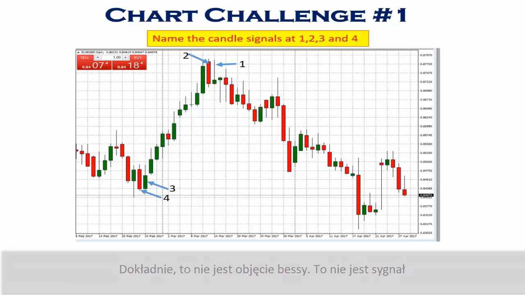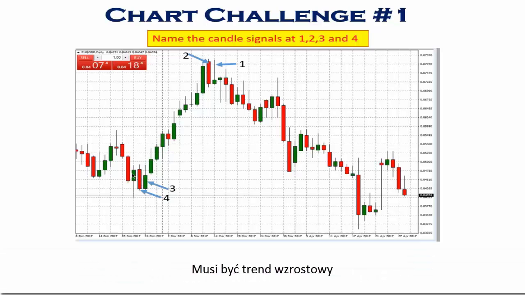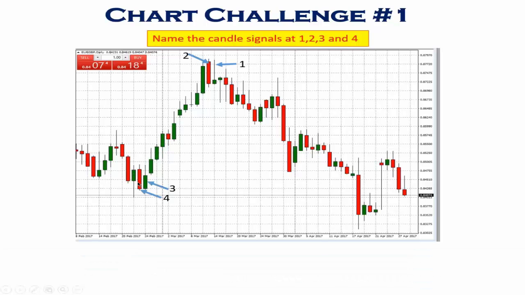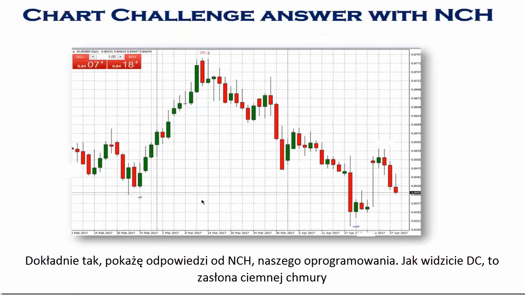It's not a signal. Because remember, for a bearish engulfing pattern, for the red to wrap around the green, that's part of it. What else does it have to be? What kind of trend has to be before a bearish engulfing pattern? Remember, it's a bearish reversal, an uptrend. Exactly. And so let me show you the answers based on NCH, Nissen candle highlighter.